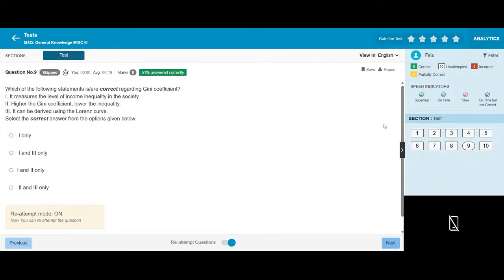Which of the following statements are correct regarding the Gini coefficient? It provides the level of income and employment inequality in the society. It can be derived using the Lorenz curve.